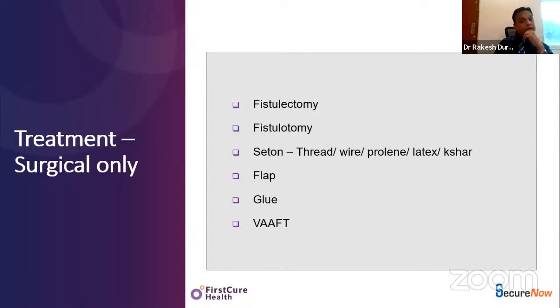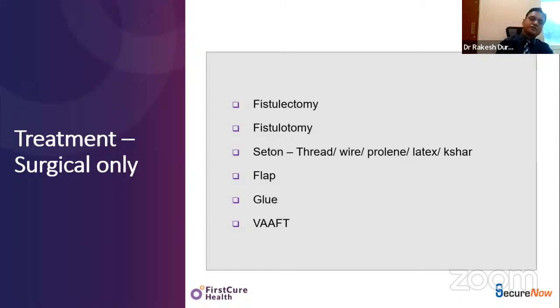If it is too complicated, too big, we use a flap. The healthiest skin and tissue comes from another area, that means another part of the body, and then gets planted there. This is called flap surgery. Or we can fill the fistula tract with fibrin glue, and it seals. But the result of the glue is not very good. The result of the flap is not very good either because these are remote tissues. What is best is the fistulectomy, removal of the tract, or if it is complicated, then use the seton.